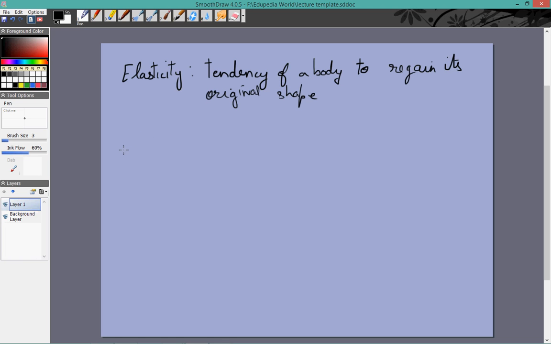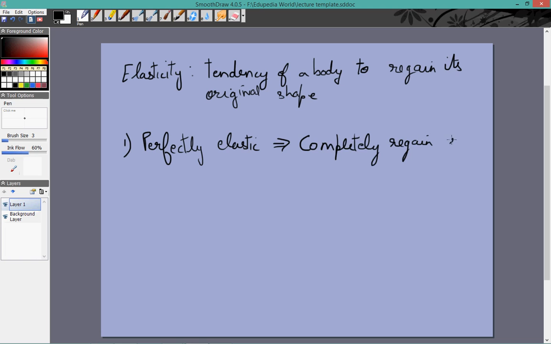So there are three types of elastic quantities. One is perfectly elastic, that means they completely regain the shape. So if you have a piece of rubber string that is, let's say, 1 meter long, and if you extend it by pulling both the sides apart, and you extend it to 10 meters long, and then you let go, if its original length after it snaps back is again 1 meter, then it is a perfectly elastic body because it completely regains its shape.